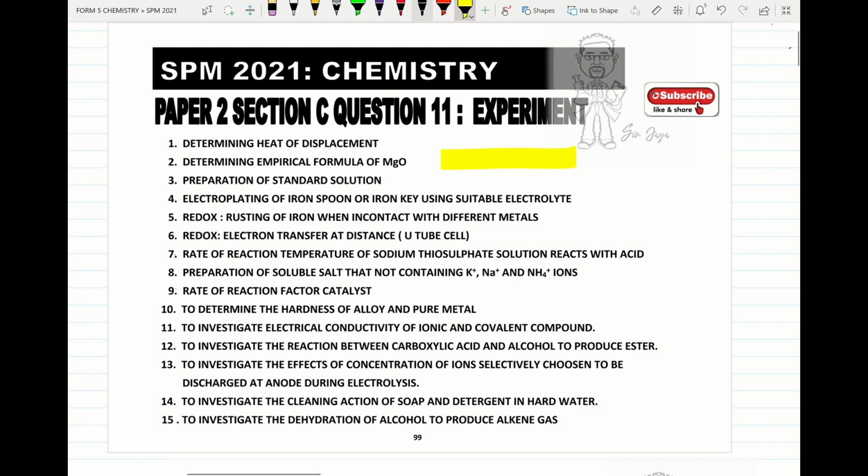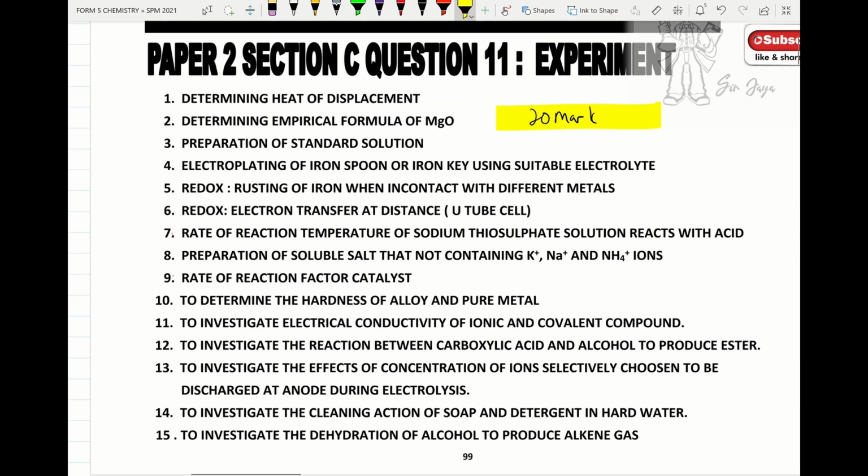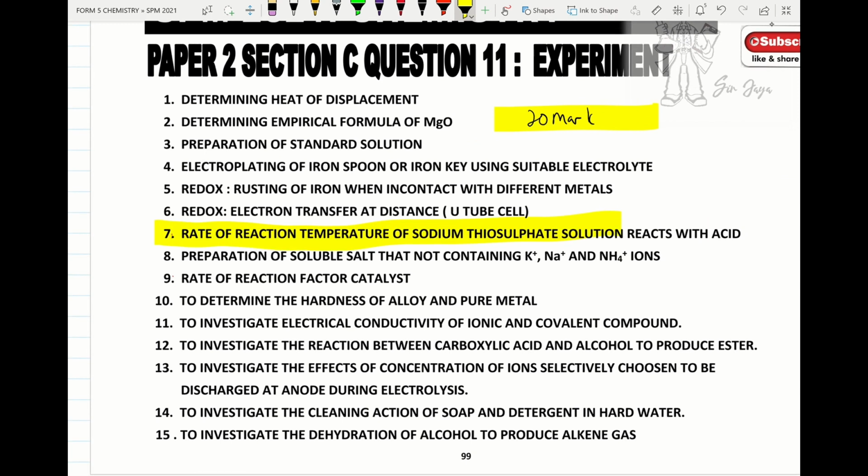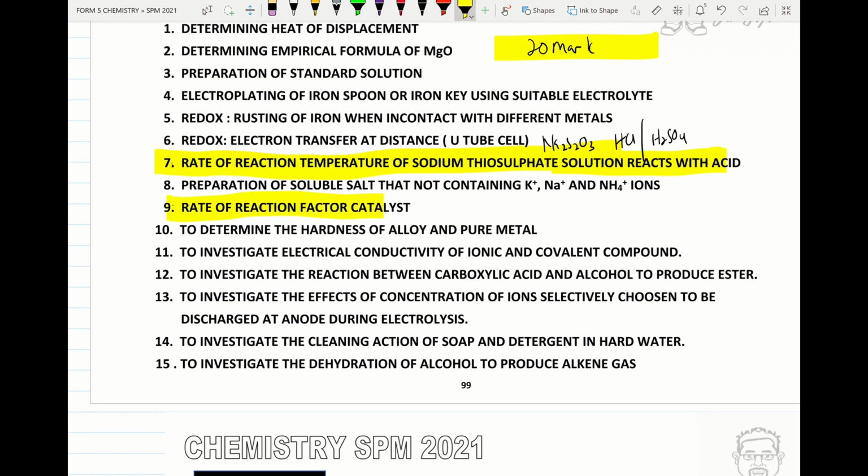In this slot we're going to discuss Paper 2 essay questions, Section B and Section C, which carry 20 marks. We move on to the first question, which is the rate of reaction: the temperature factor. The temperature of sodium thiosulfate reacting with any acid. In this case we will take sodium thiosulfate reacting with hydrochloric acid or sulfuric acid. Another factor is the catalyst factor.